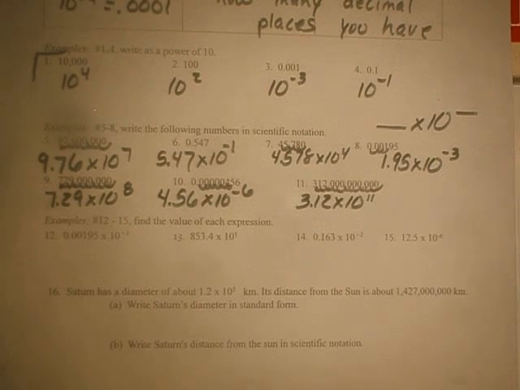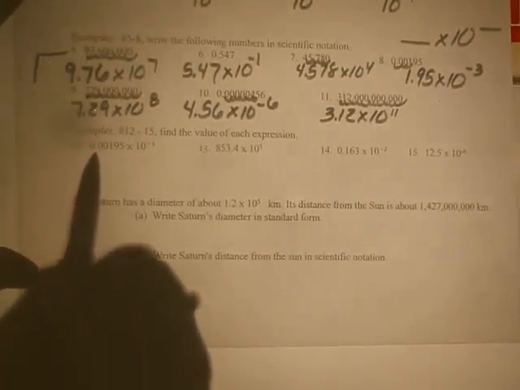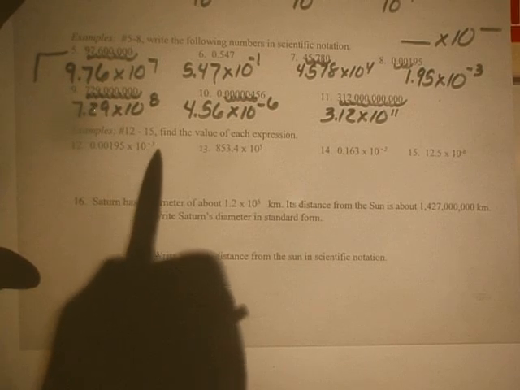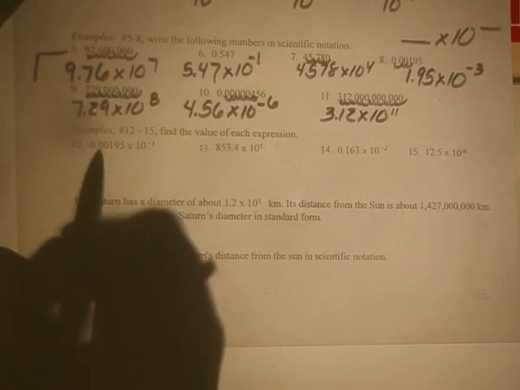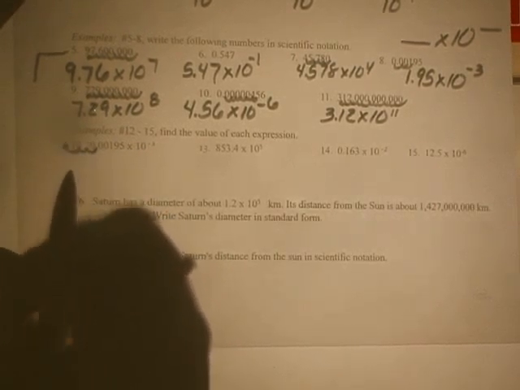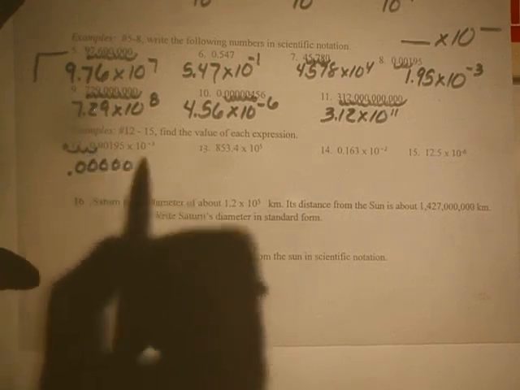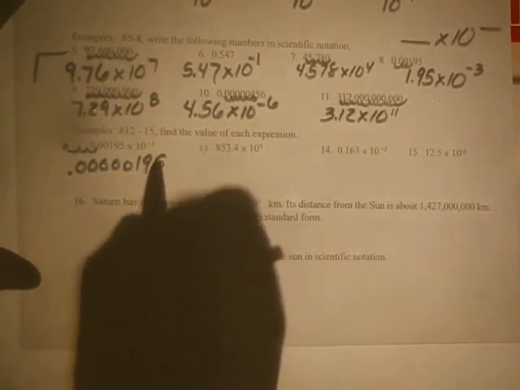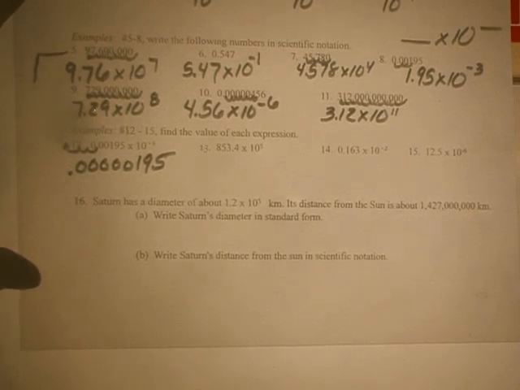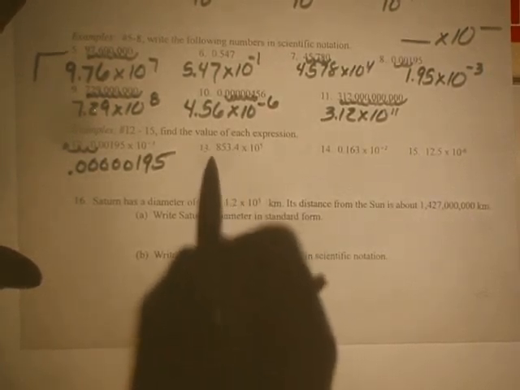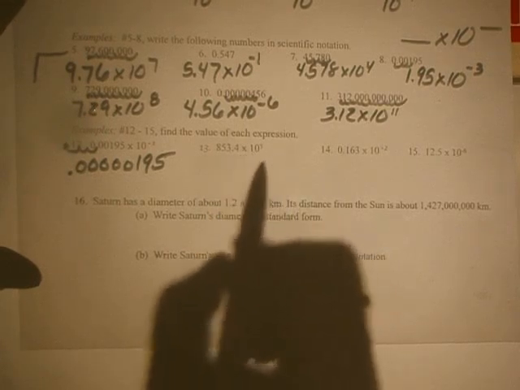The next 4 examples are not in scientific notation, but we can still find the value of these. If we have 0.00195 times 10 to the negative 3rd, that means we want to move this decimal point 3 places to the left. And if we do that, we have 0.00000, 1, 2, 3, 4, 5 zeros, and then 195. Number 13, we have 853.4 times 10 to the 5th.